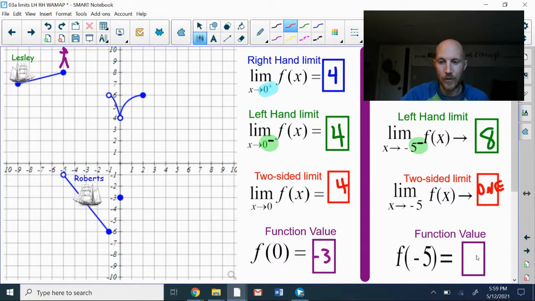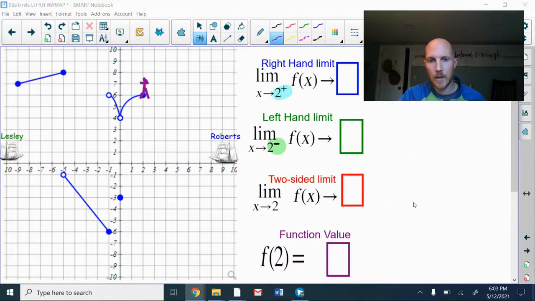And lastly, the function value. I've got my graph walker already into position. So at -5, what height is the graph walker going to be standing at? Find the closed circle. Or in other cases, it may actually be just a line, wherever the graph, what height is it at on the line there? Well, this time it's at 8.